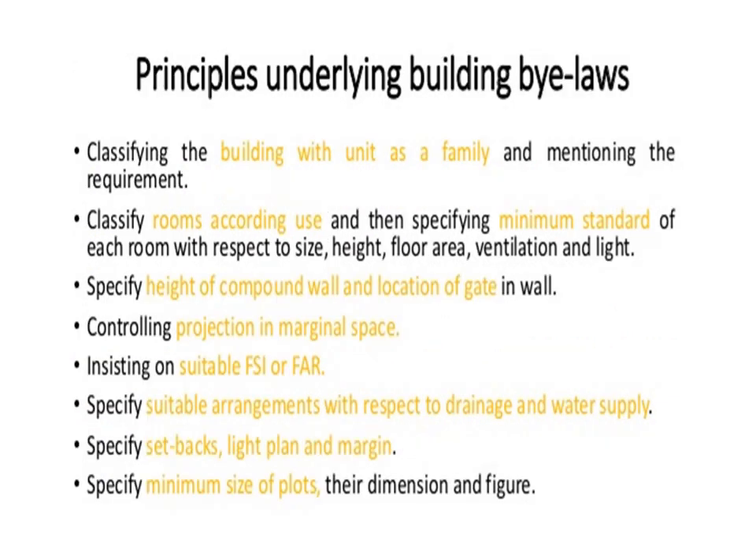So in this slide we are going to see principles underlying bylaws. First principle is classifying the building with unit as a family and mentioning the requirement. Second is classifying rooms according to size or use and then specifying minimum standard of each room with respect to size, height, floor area, ventilation and light. Then specify height of compound wall and location of gate in walls. Next, controlling projection in marginal spaces.